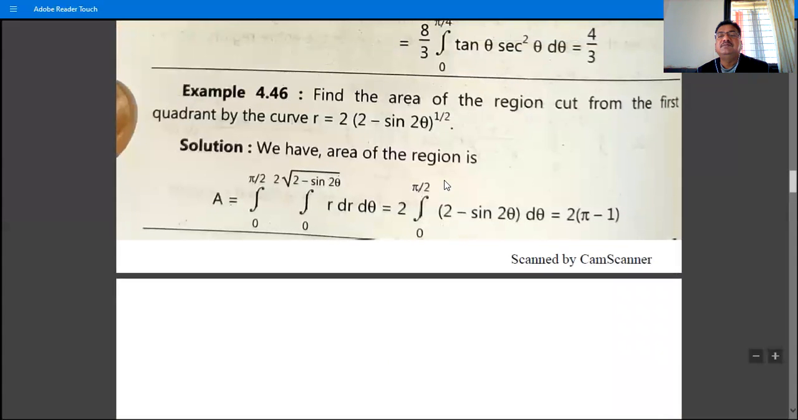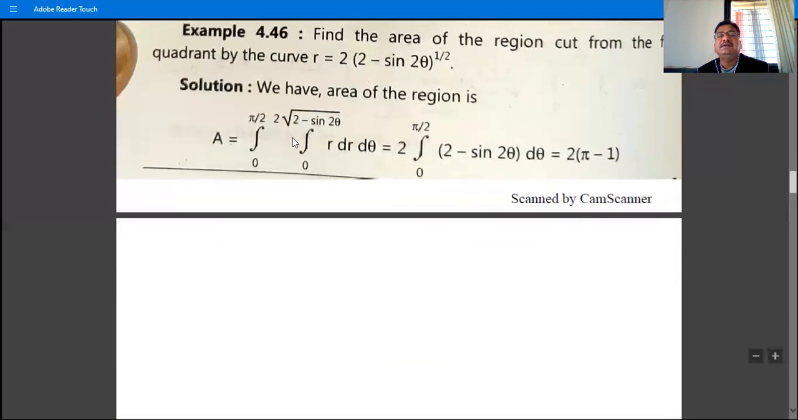These are some problems for homework. Find the area of the region cut from the first quadrant by the curve. So the area of the region is the integration from 0 to pi by 2, since first quadrant means 0 to pi by 2, and r runs from 0 to 2 root this, of r dr d theta. This is the area.